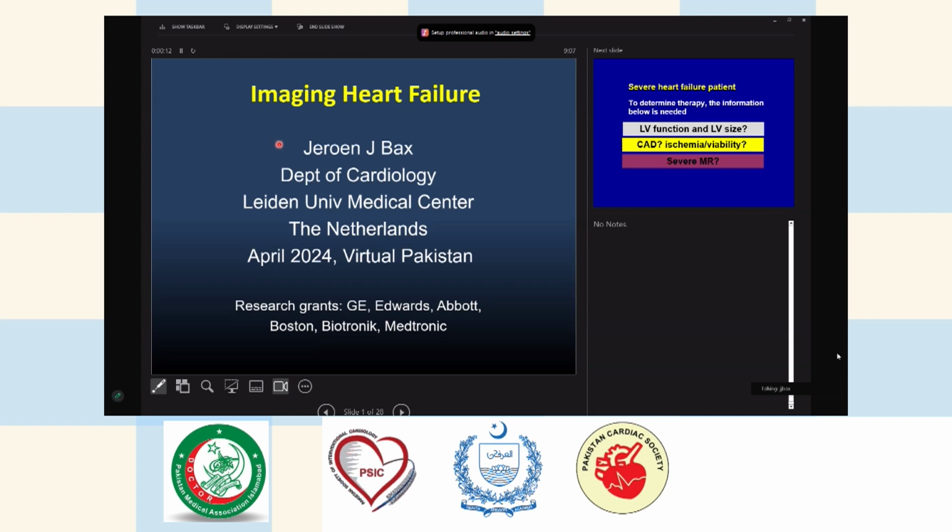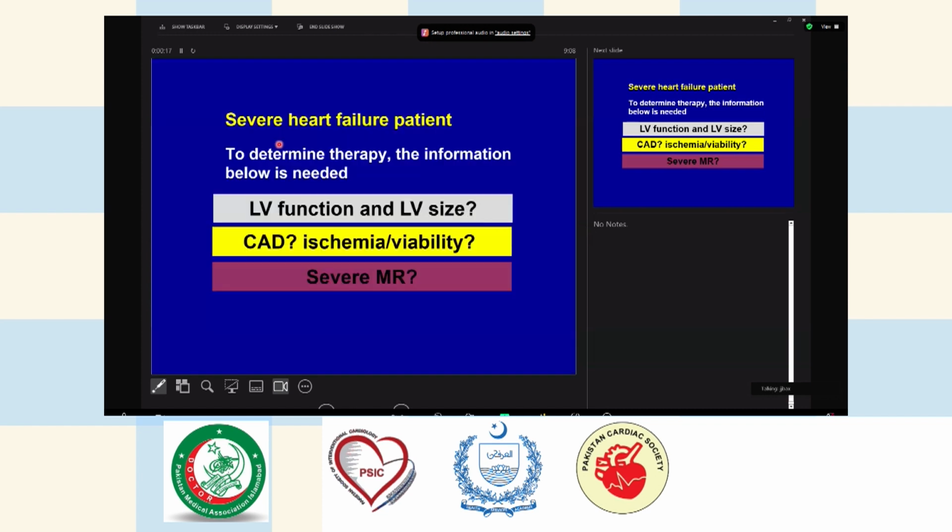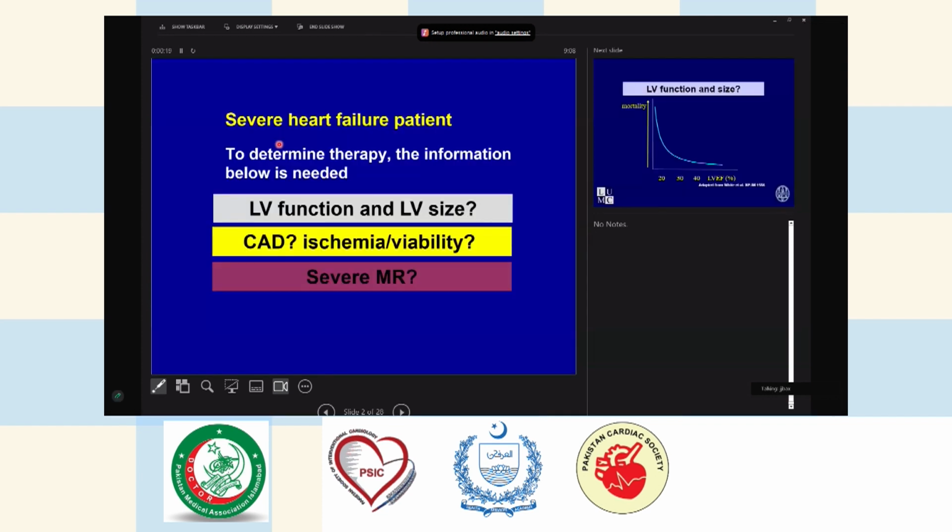So you asked me to talk about imaging in heart failure, so it's a pleasure to do that for you. I keep it very simple. This is the way we approach it in our center. So severe heart failure patients, it's all about the therapy. And so it's medical, but you also need to think about revascularization. You need to think about, should I treat valvular heart disease? So it's not just medical, but it's also thinking about interventional procedures.